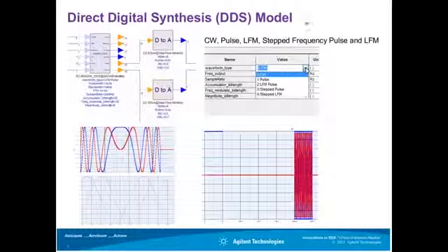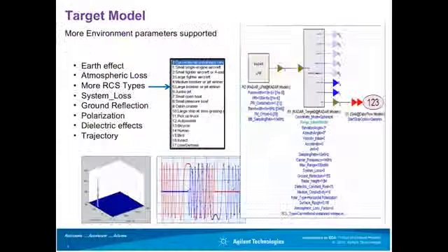So the next key model is the direct digital synthesis, DDS, model. When you design your phased array or MIMO radar, this model becomes very important for the different signal generation on the baseband source side.